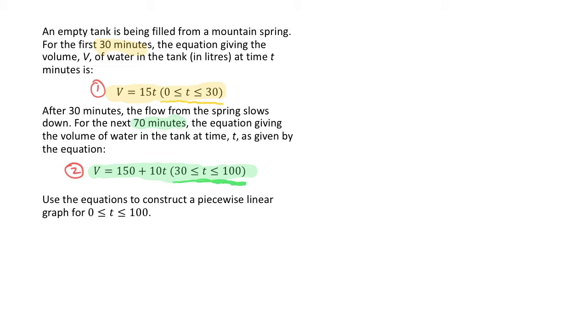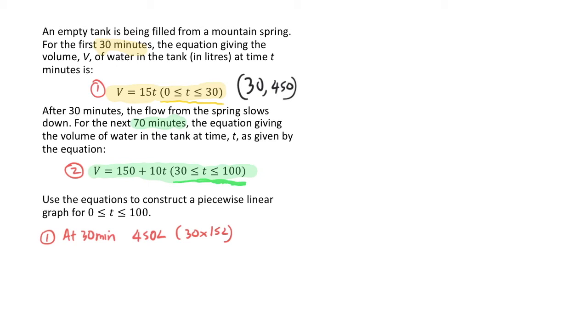For the first equation, it's going to finish at 30 minutes, and at 30 minutes there's going to be 450 liters in the tank. We know that because we're filling for 30 minutes at a rate of 15 liters per minute. So my first point of intersection is going to be at 30 minutes, so (30, 450). That is my first intersection point.